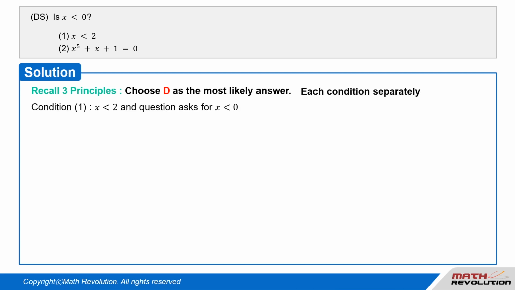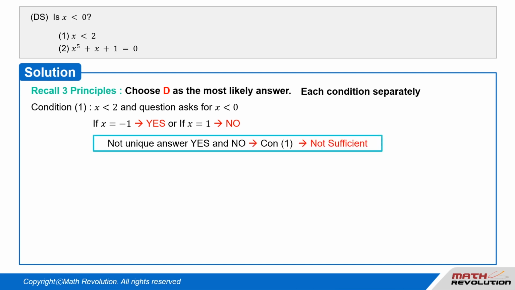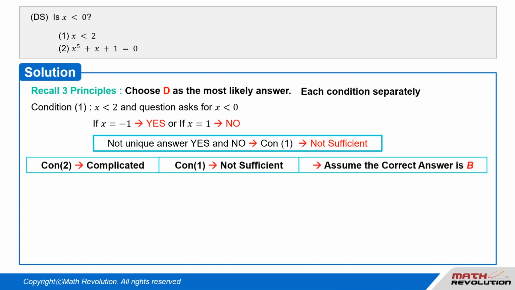Now, let's take a look at each condition separately. Condition 1 tells us that x is less than 2, and the question asks whether x is less than 0. If x equals -1, we'll give an answer yes, while x equals 1, we'll give an answer no. The answer is not unique, both yes and no, so it's not sufficient. Since we know for sure condition 1 is not sufficient, and condition 2, x to the power of 5 plus x plus 1 equals 0, looks complicated, we are fairly safe in assuming the correct answer is B.